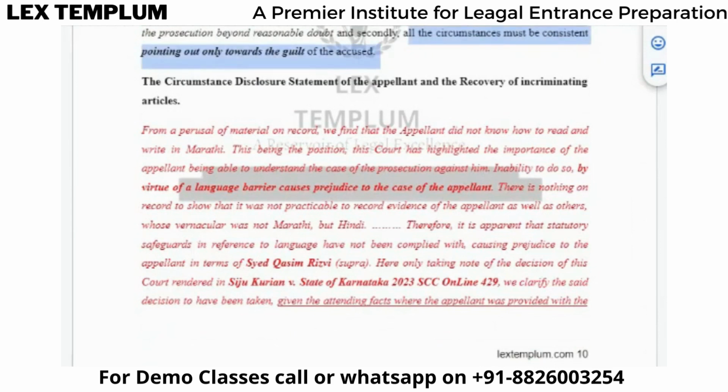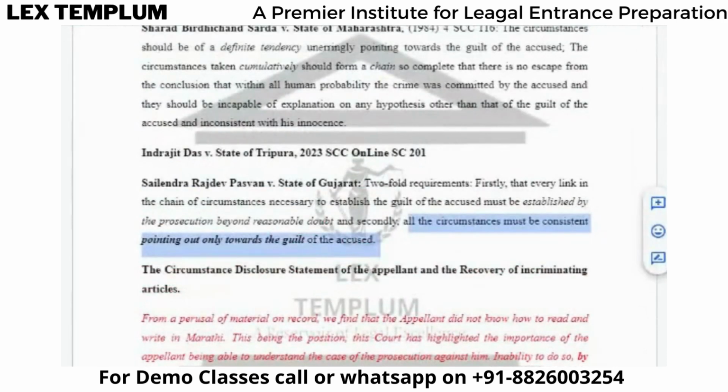So, this Indrajit Das case, what happened in this case, ma'am? In this case, the principles of Sharad Vidyachan were only reiterated. Nothing new was said. Nothing important was said. They only applied the Sharad Vidyachan principles, and they said yes, the principles were followed. Nothing else.